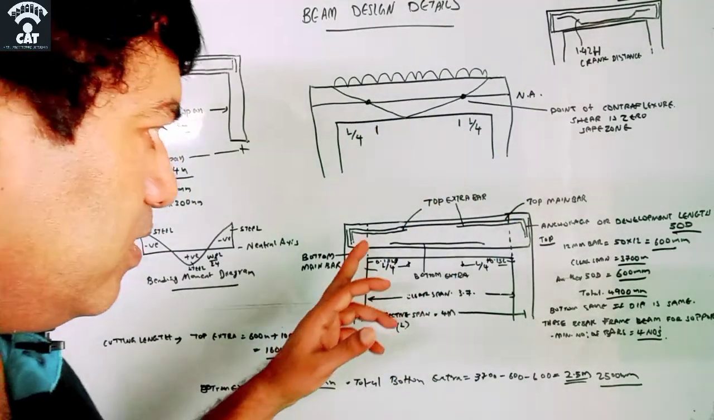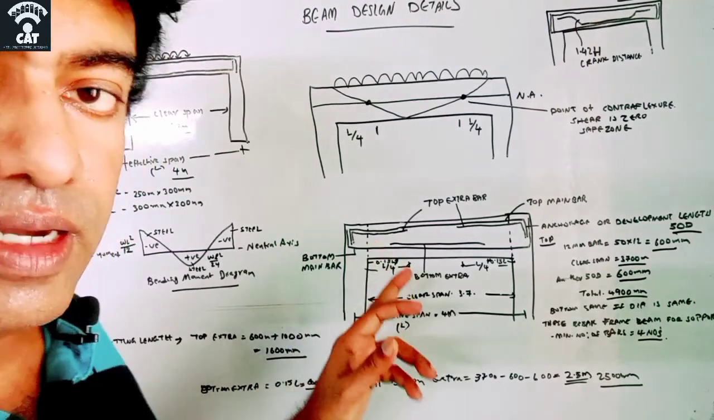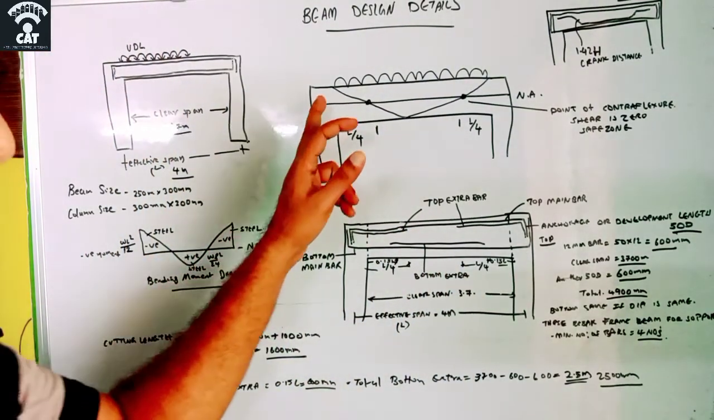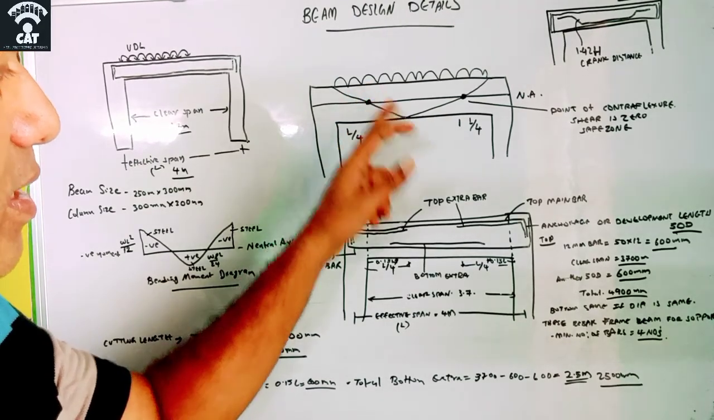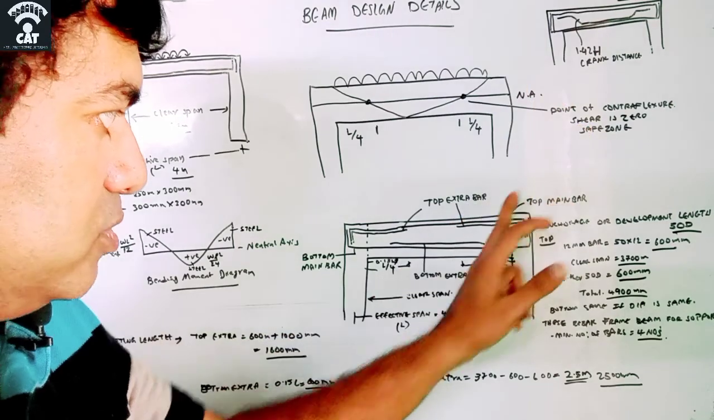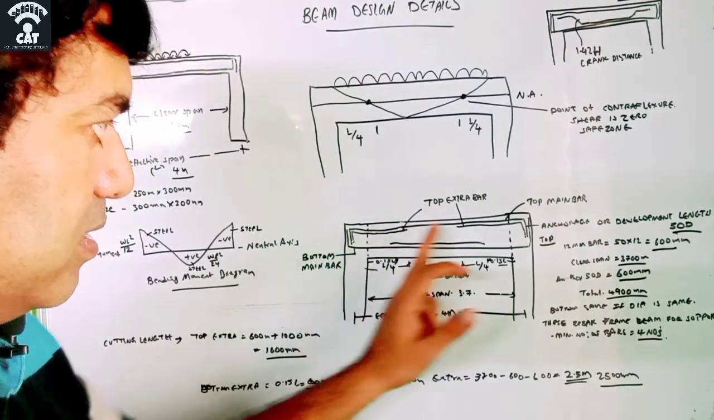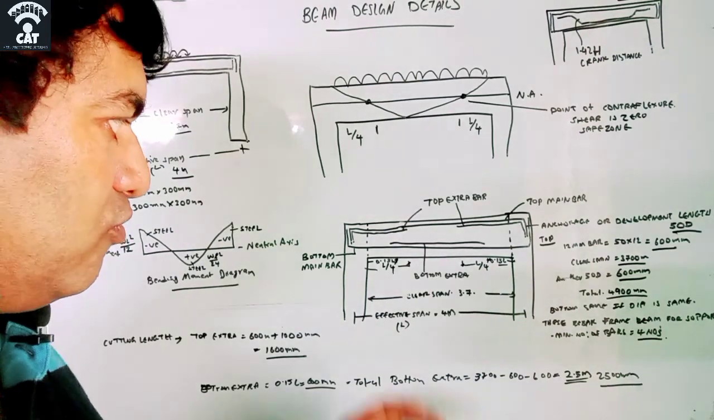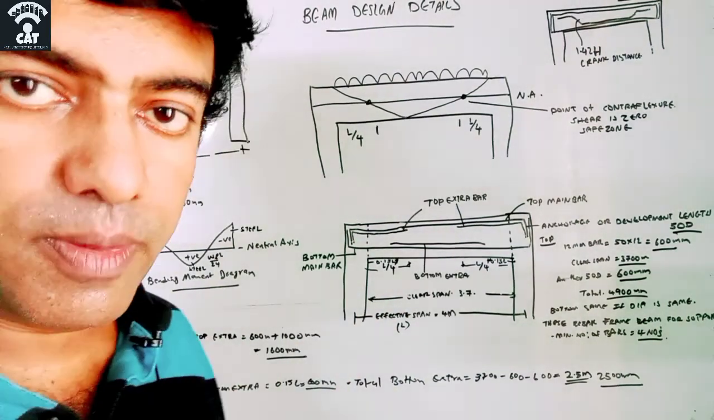So now we will see the length of the top extra bar, because like I said, since there is a negative bending moment here, we need to provide a top extra bar here, top extra bar here also, like this. So we will calculate the length of that top extra bar now.